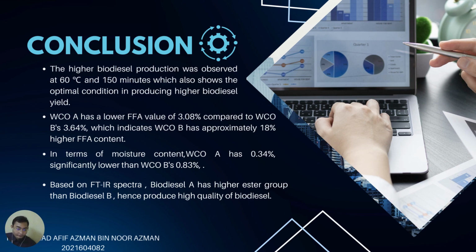Then, in terms of viscosity, we can show that biodiesel A has a lower viscosity than biodiesel B. This shows that biodiesel A has a good quality compared to biodiesel B. Based on the FTIR spectra, from the result shown at the end of the slide, biodiesel A has a higher ester group than biodiesel B. Hence, biodiesel A produces a higher quality of biodiesel compared to biodiesel B.